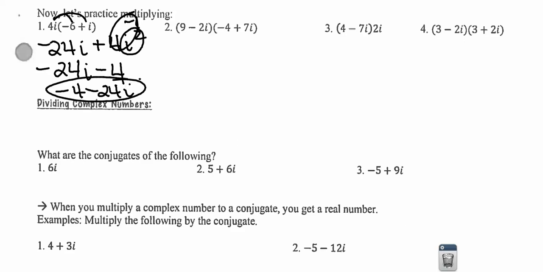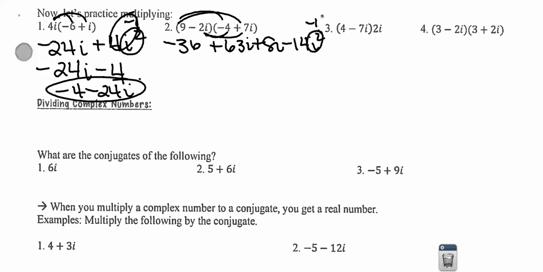If I look at number 2, I have to double distribute because I have 2 sets of parentheses. So 9 times negative 4, that's negative 36. 9 times 7i, that's 63i. Negative 2i times 4, that's plus 8i. Negative 2i times 7i, that's negative 14i squared. So I see i squared, I circle it. i squared is equivalent to negative 1, so this becomes positive 14. And then I'm going to write down everything else.